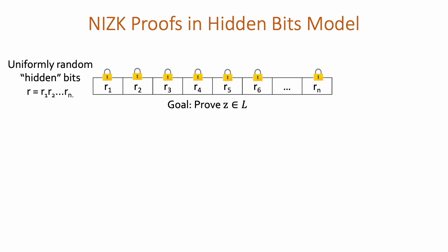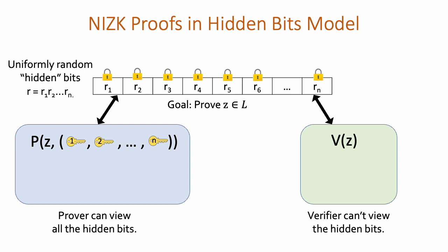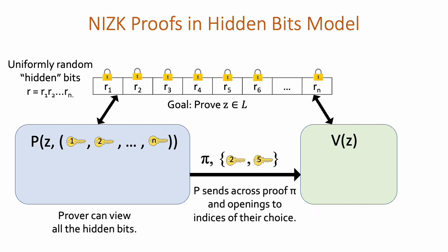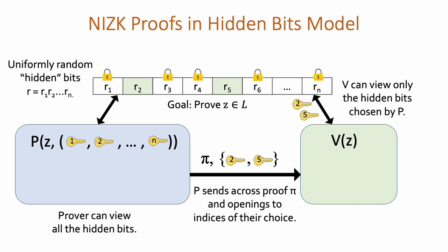Let's begin by reviewing the hidden bits model. So in that model, we assume that there exists a uniformly random hidden string up in the sky. The prover has access to the entire string in the open. However, the verifier does not know what the string is. So in this protocol, the prover P sends some proof of whatever statement it wants to prove, along with indices of the hidden bits that it wants the verifier to see. So now the verifier only gets to see the hidden bits of the indices chosen by P. And finally, the verifier must accept or reject the proof as usual.